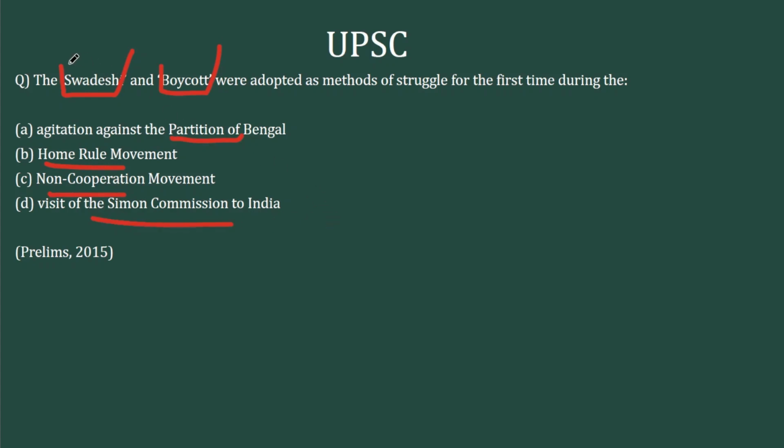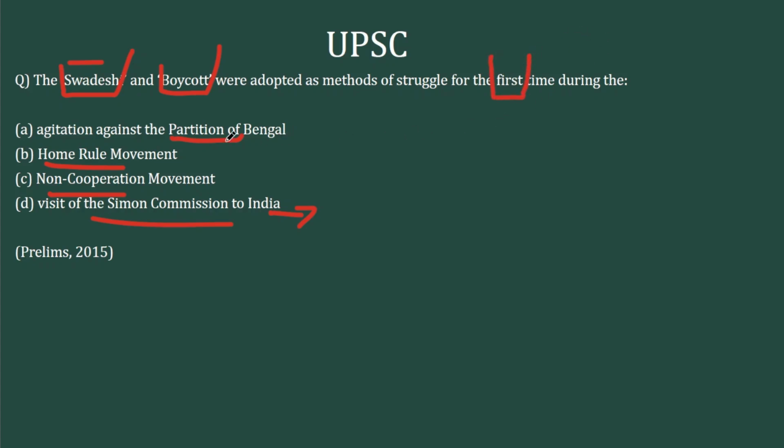Here again, Swadeshi, the name itself talks about the nature of the movement, right? So Swadeshi, did it happen after Simon Commission? No, Simon Commission took place in 1927. It was about having no Indians in that commission, so that's not associated with Swadeshi. Then it's about non-cooperation movement, the Gandhian movement. It had an element of Swadeshi, but not for the first time.